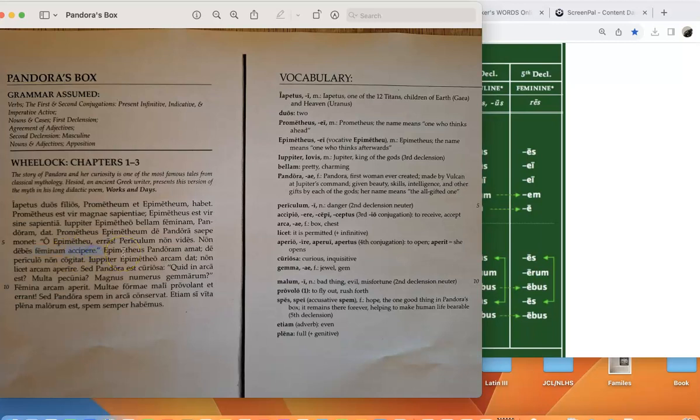And then Epimetheus loves Pandora. This one's pretty straightforward. So Epimetheus, that's our subject because it's second declension nominative singular. And then we've talked about how if it ends in am, that makes it the direct object. And we've had this verb in many of our readings so far. It's third person singular, amat, and it agrees with Epimetheus. Epimetheus loves the woman.